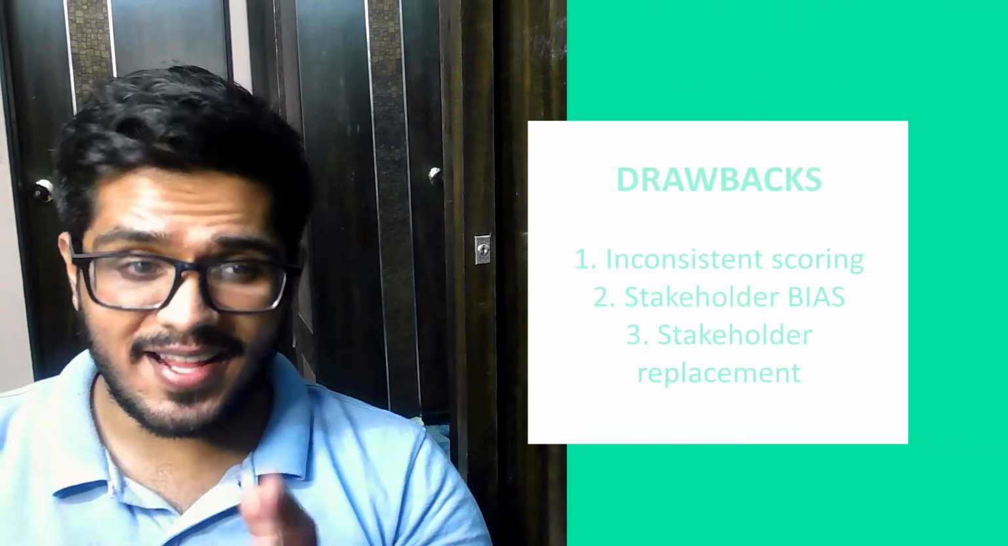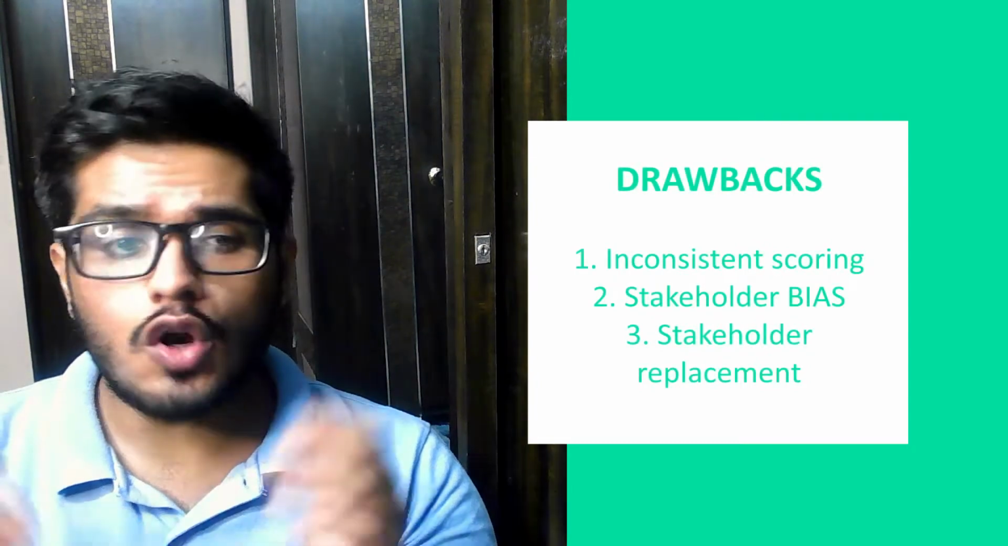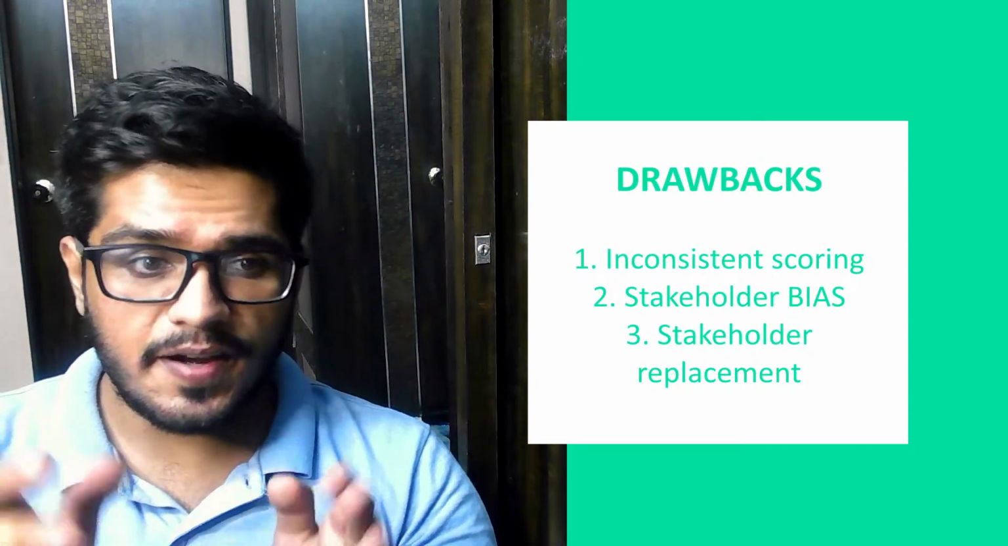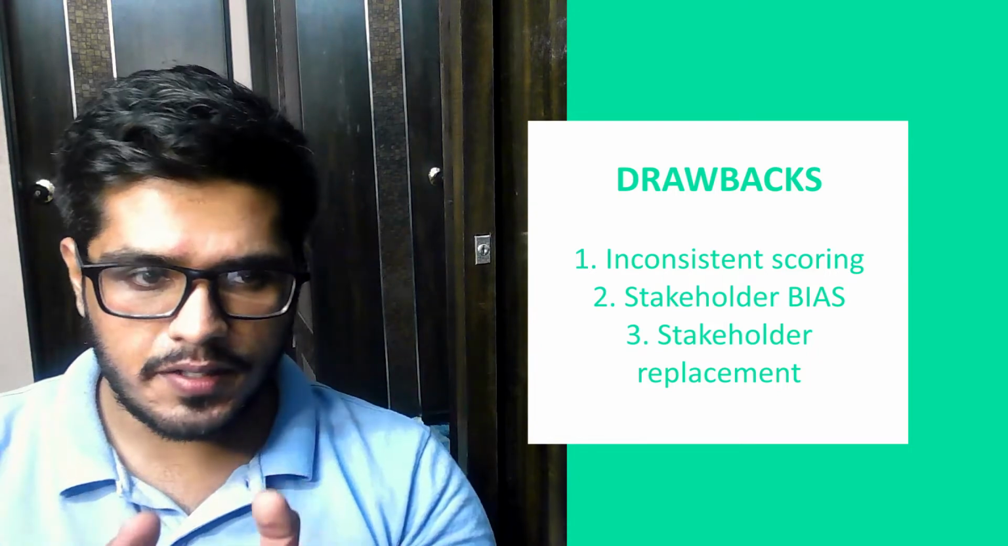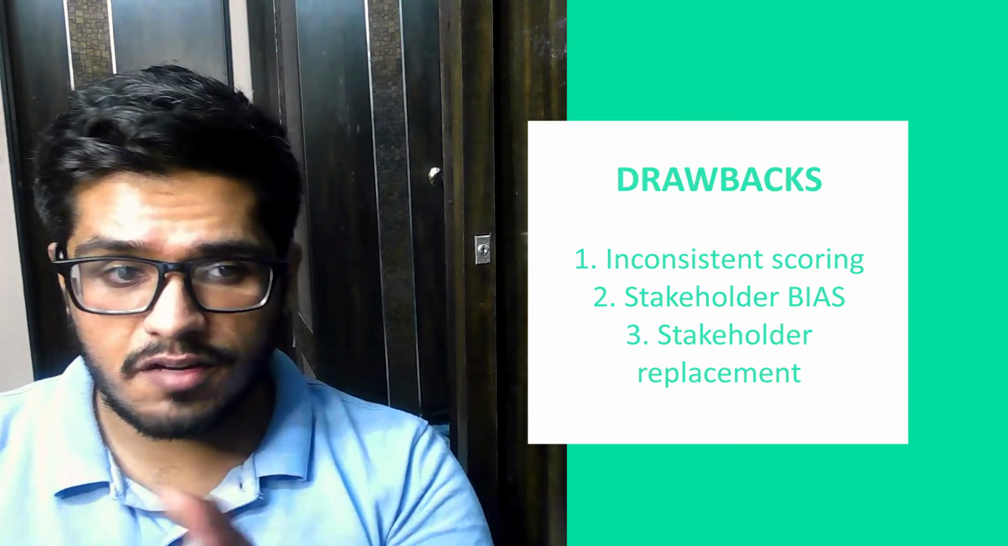Now there are 3 major drawbacks of the MoSCoW Prioritization Framework. Number 1, it can lead to inconsistent scoring and hence result in wrong items being prioritized. So how do you avoid this? What you would want to do is rate each of the factors, budget, vision, and skill set, assign a certain weight to each of these, and based on that weightage, then derive a final score.